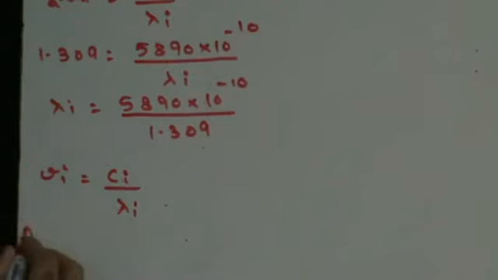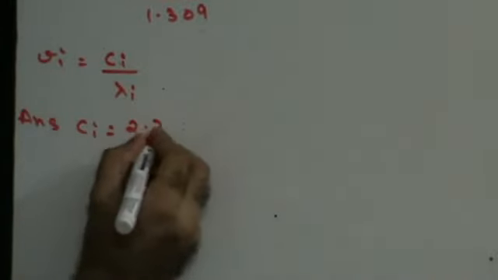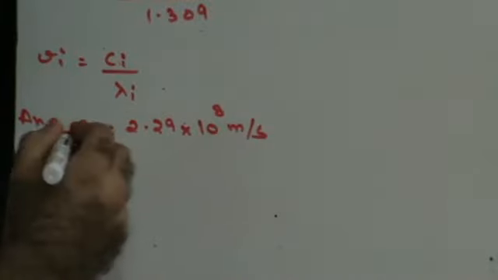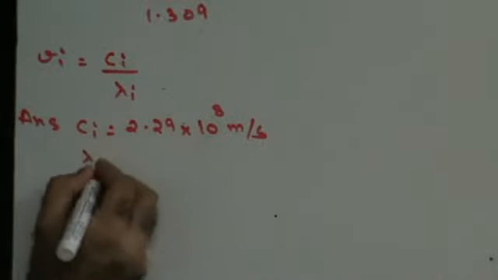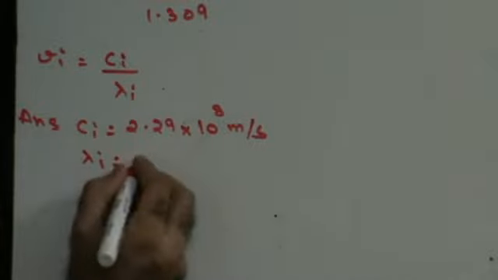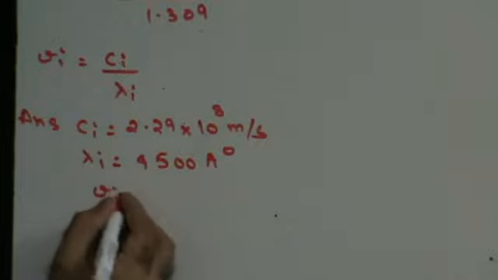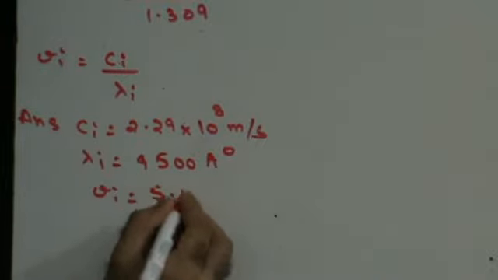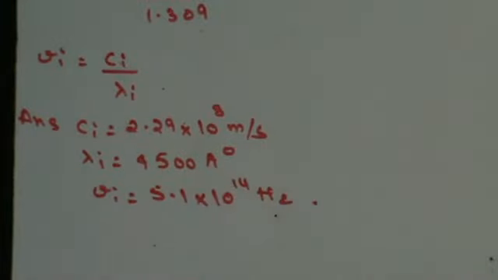The answer for this sum you should get as: velocity of light in ice is 2.29 into 10 raised to 8 meters per second. Then wavelength in ice is 4500 Armstrong unit, and frequency in ice is 5.1 into 10 raised to 14 hertz. Right? Now next sum please.